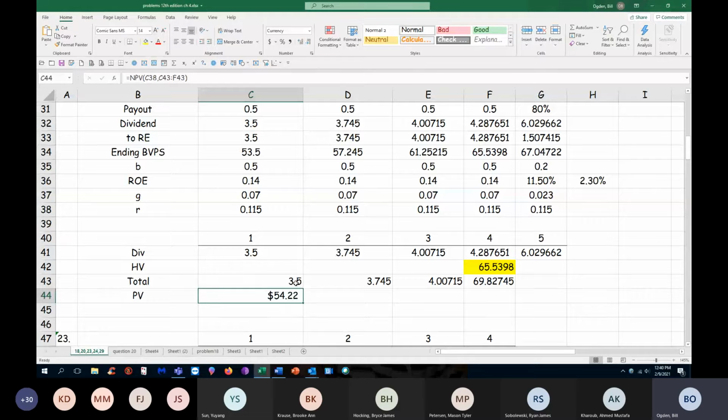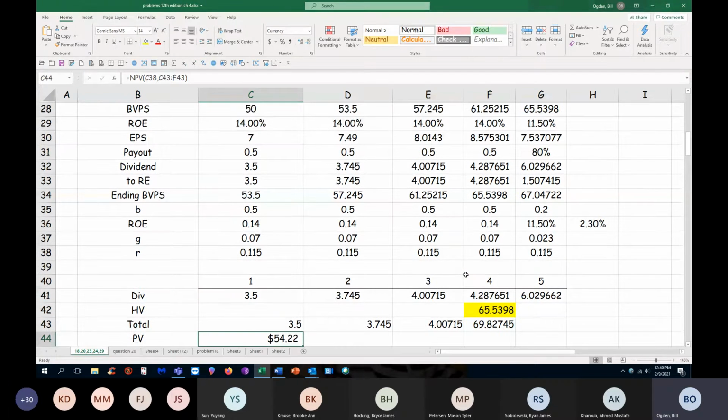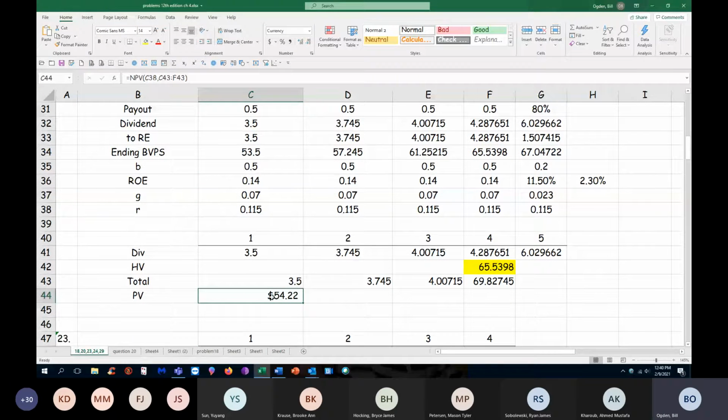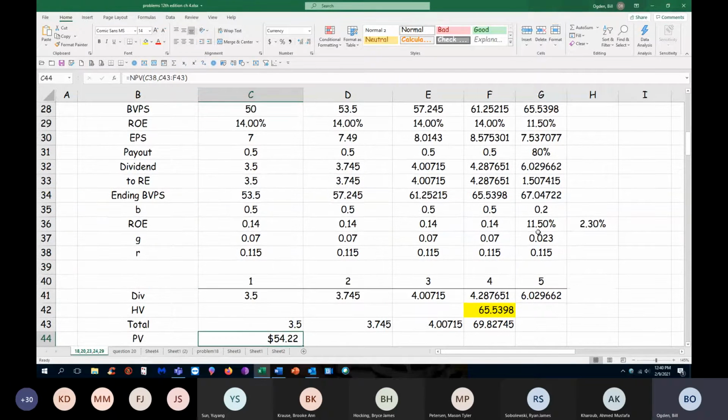Now the next part, part B, says: what is Q stock worth? How does the value depend on the payout ratio and the growth rate after year 4? Well, I guess we could do some derivation type work, but why should we do that when we have Excel right in front of us? Okay, I have a value of 54.22, and right now I am paying out 80%. Well, what will happen if I pay out 60%?